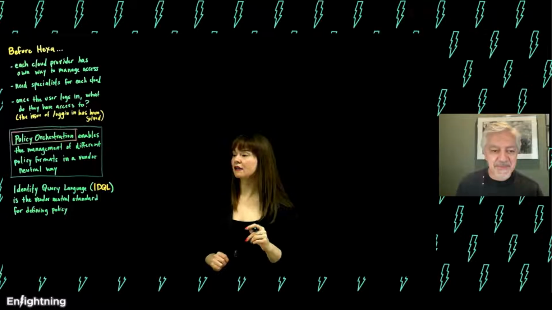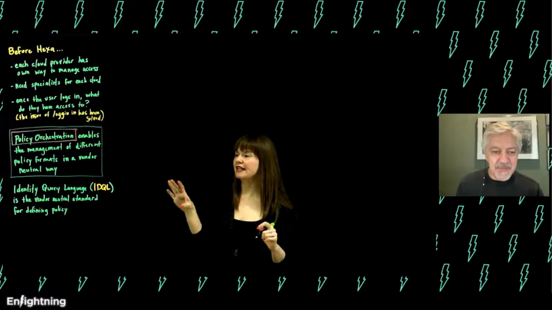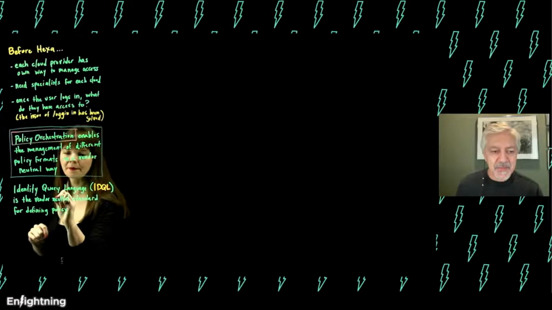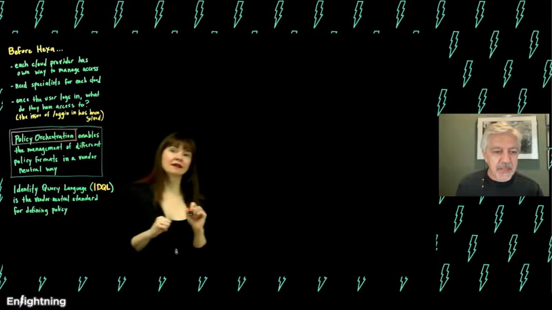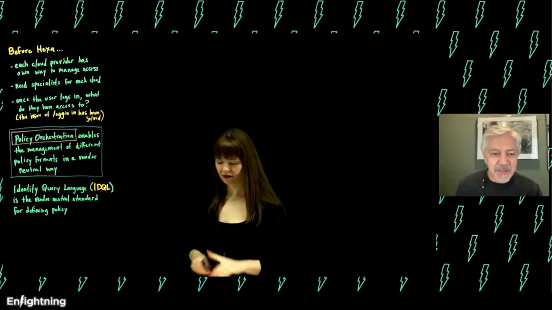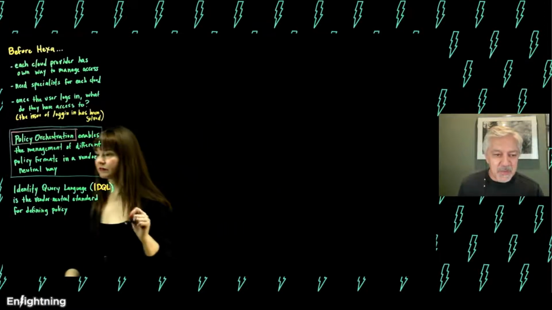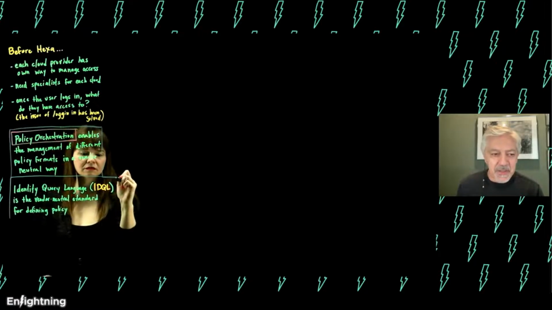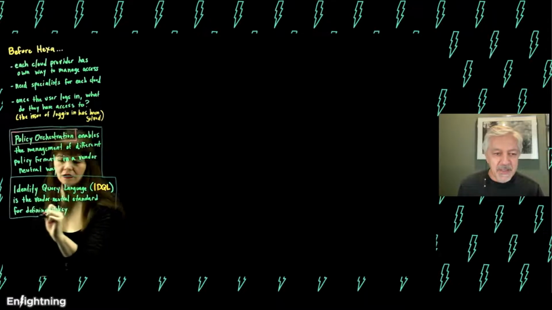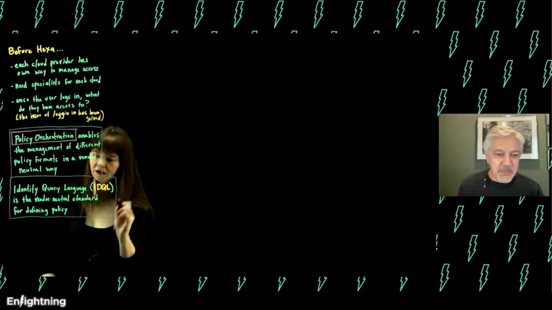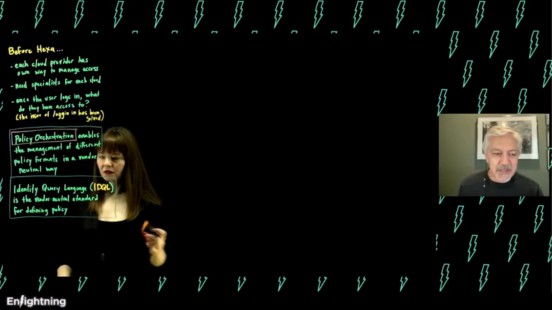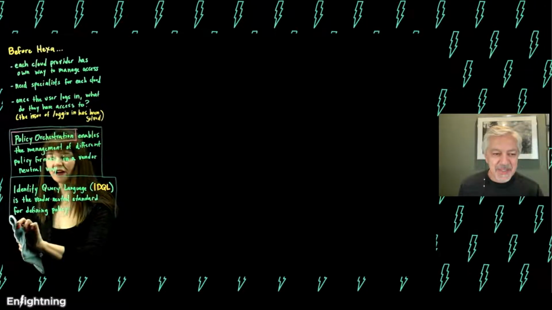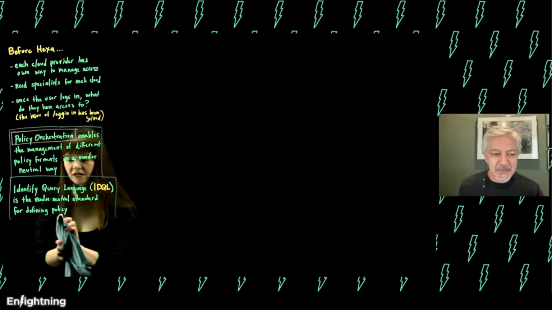Okay. So is this correct? Identity Query Language is the vendor neutral standard for defining policy? Yes. And it's a fairly simple model. We call it a 5-tuple model. Because if you write below here, it's subject, action, resource, scope, and condition. Those are the 5 elements. And that's of an IDQL policy? Yes. Okay.